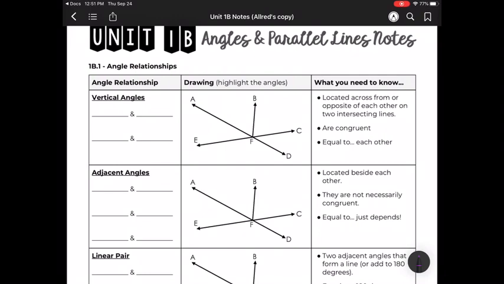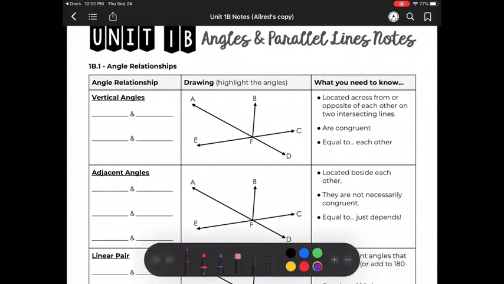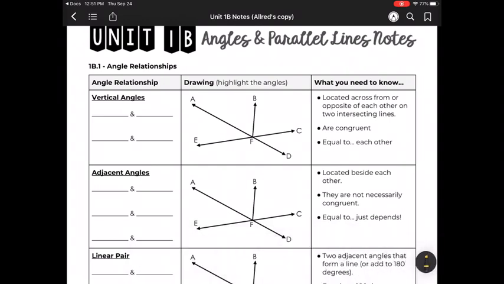Okay? So as we start off, the first angle pair we want to talk about is the idea of what a vertical angle pair is, or vertical angles. Okay. Vertical angles, they're located across from or opposite of each other on two intersecting lines. They're always congruent, meaning they have the same measure, which means they're equal to each other.